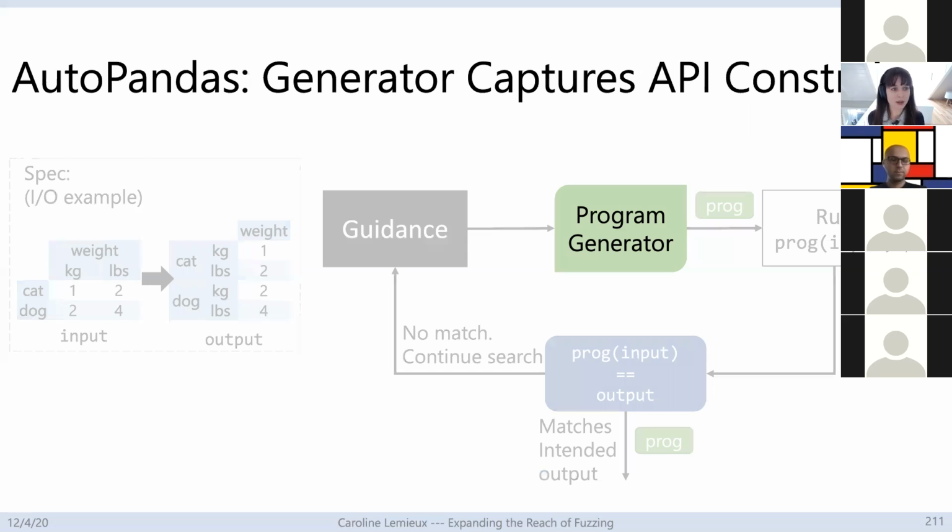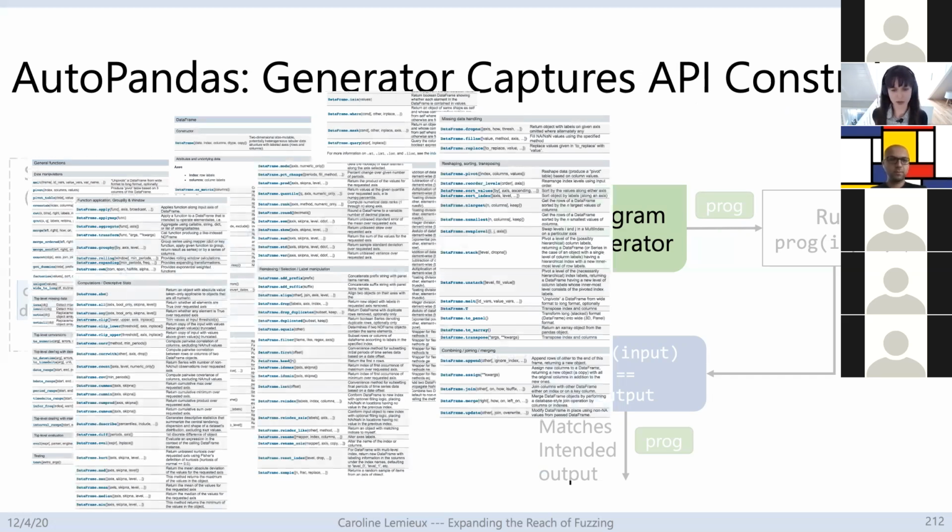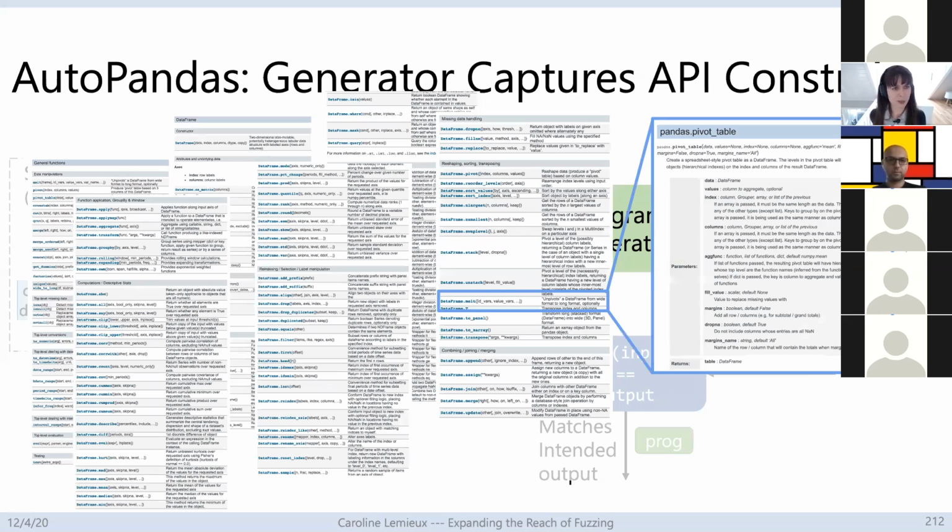Now, the neat thing about this is that we just needed to write this program generator to capture the search space of programs. And this was very handy because Pandas has over 100 API functions that we supported, and each of them has complex constraints on the argument space that are much easier to talk about if you can just write an imperative program that can even directly call the API you're trying to generate programs in.